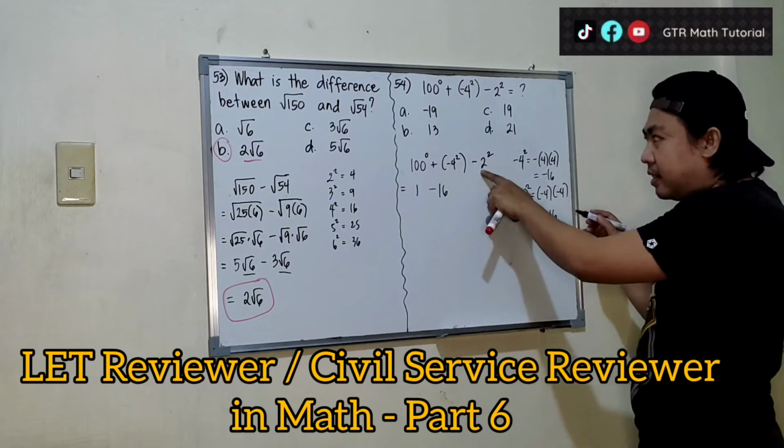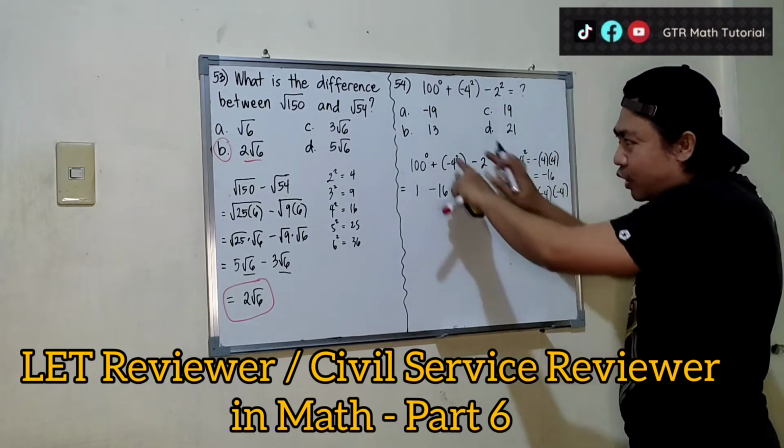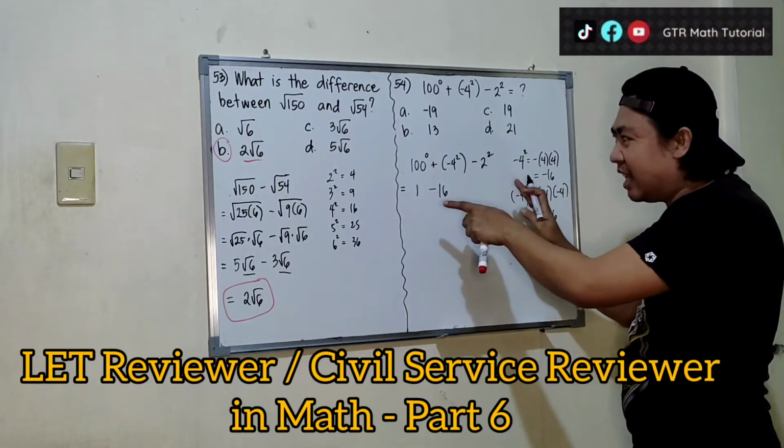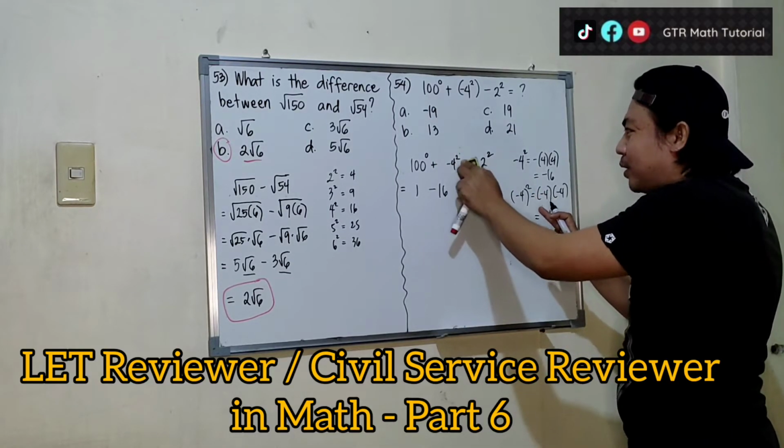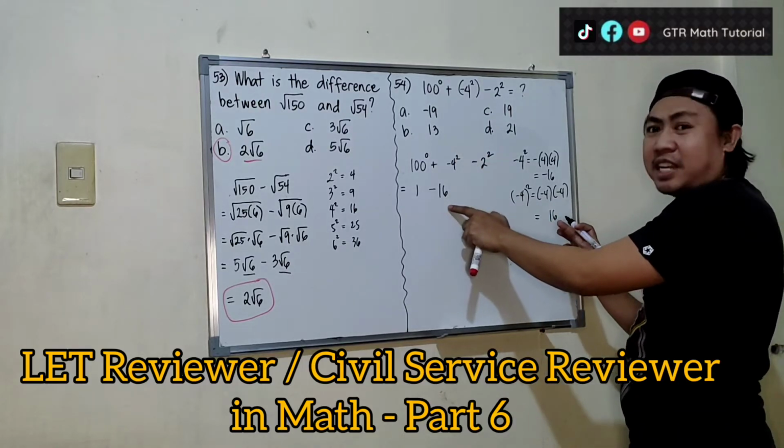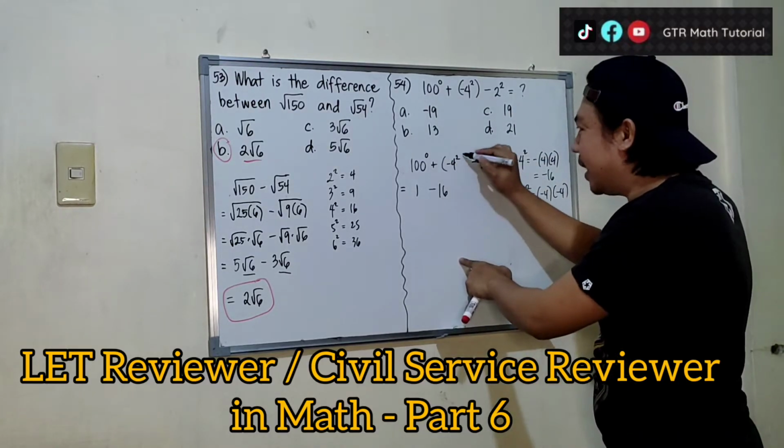Then kaparehas nito, so wala naman tayong parenthesis na nakita. So ito parang pampalito lang yung parenthesis eh. Kasi kung walang parenthesis, napakasimple niyan, di ba? Pag inalis to, so syempre alam nyo na agad. Negative 16 na agad yan. So parang pampalito lang yan.